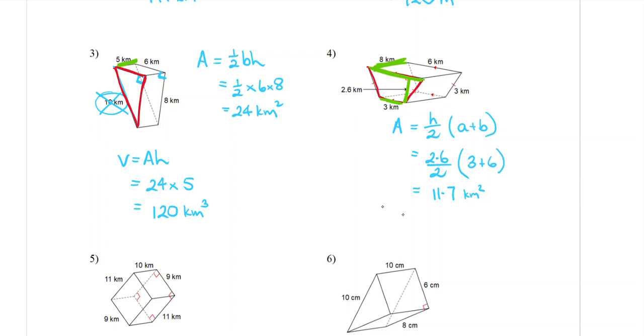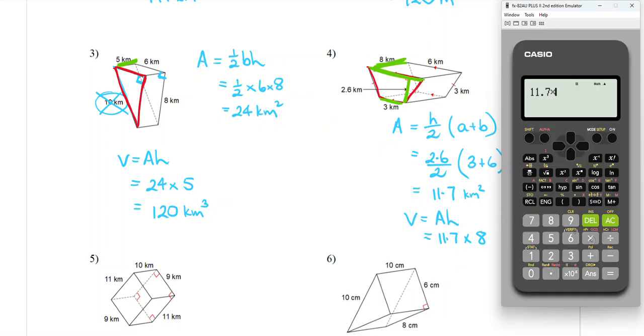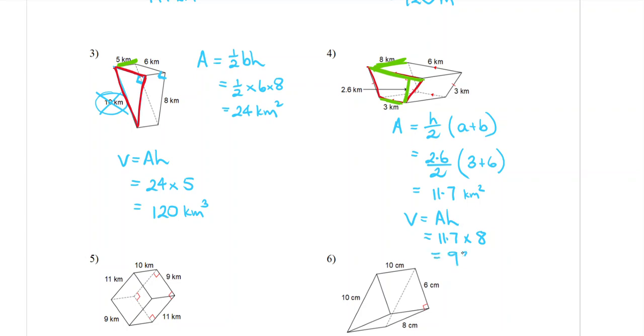When I want the volume of a prism, it is V equals AH. The area is the 11.7 that I just found. The height is, I told you way back at the beginning of this question, which one was the height? Going away from the trapezium. The 8. So 11.7 times 8, which is 93.6. And that is kilometres cubed, but it's now the volume.